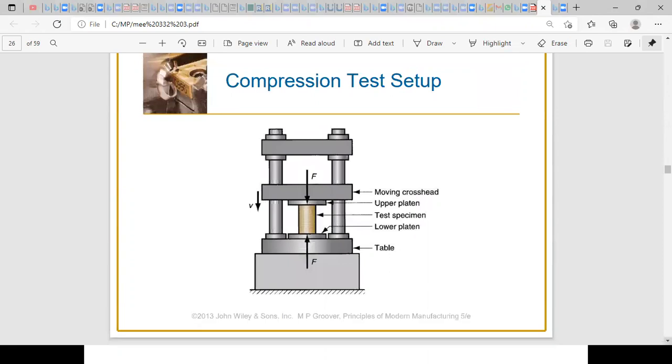So to start with, the setup is very similar, but what is different now is the way of moving the plate. If you remember before, this was fixed and we were moving this down. Now we fix this part and we move the upper part down. This will cause compression of the specimen.